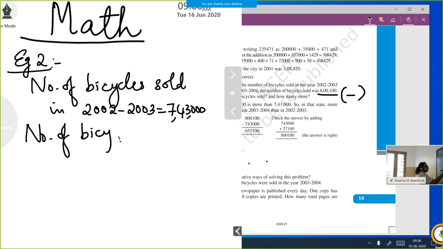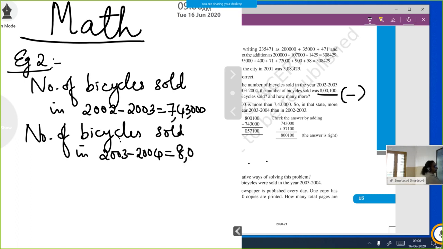Number of bicycles sold in the year 2003-2004. What is the number, children? That is 8,100,000. Then you have to see which number is bigger. Obviously, you know 8,100,000 is bigger than 7,43,000.